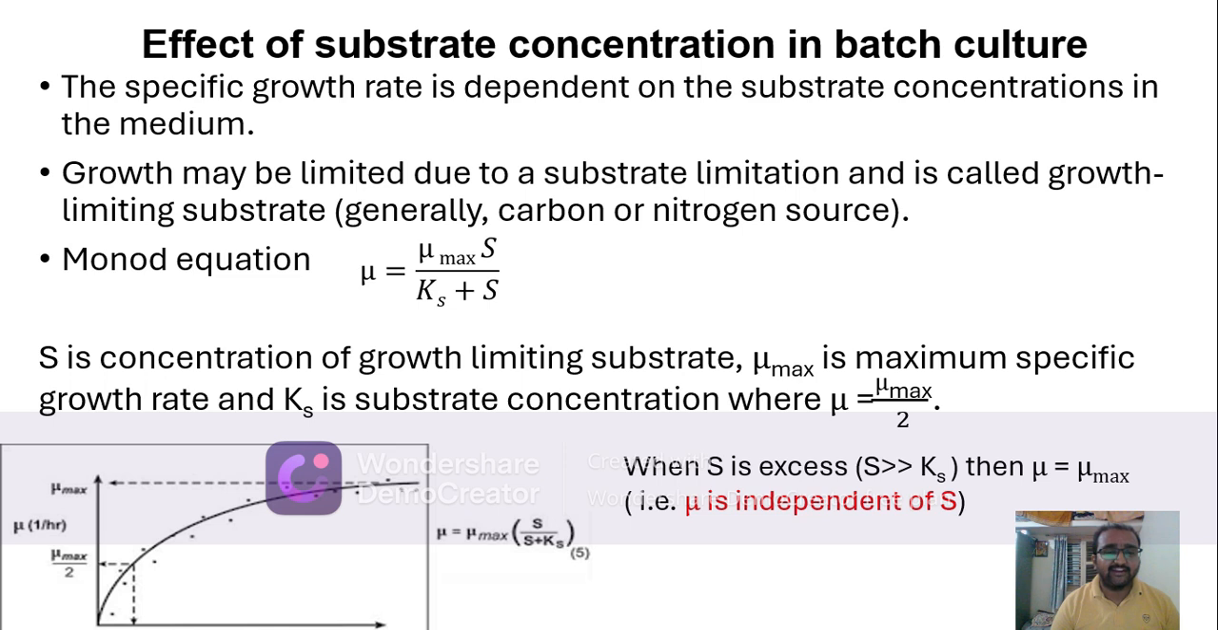So here we can get specific growth rate mu is equal to mu max into S divided by Ks plus S. S is the concentration of growth limiting substrate, mu max is the maximum specific growth rate, and Ks is the substrate concentration where mu reaches half the maximum specific growth rate. That means when the substrate concentration is in excess, when S is very much greater than Ks, mu becomes mu max, that is, mu is independent of substrate concentration. That is, there is no substrate inhibition.